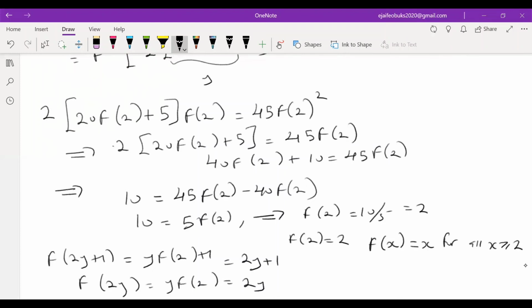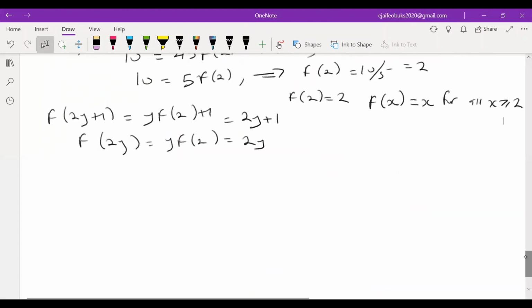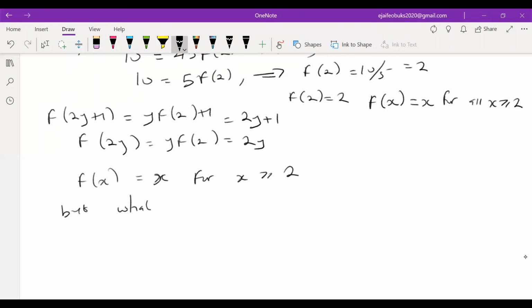Now, if you notice the problem, there's something we've not yet considered. We're almost done now, like 99% completed, but we've only found the solutions for x. We know that f of x equals x for x greater than or equal to 2, right? But what about x equals 1? We need to also consider this question. How do we find f of 1?